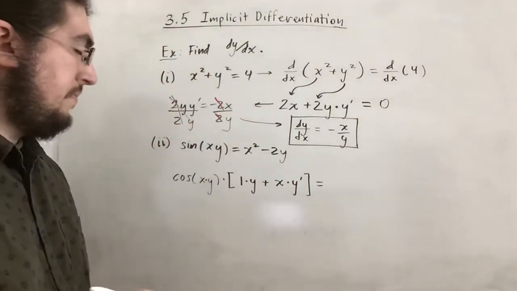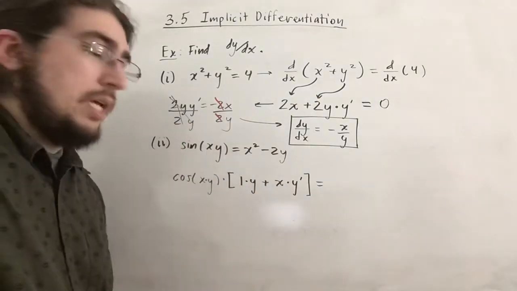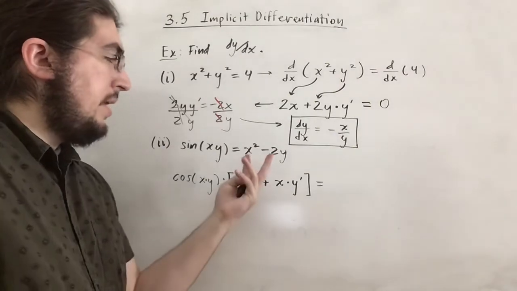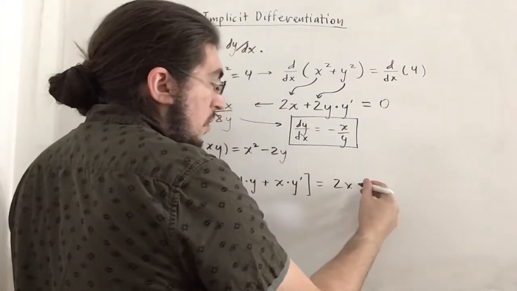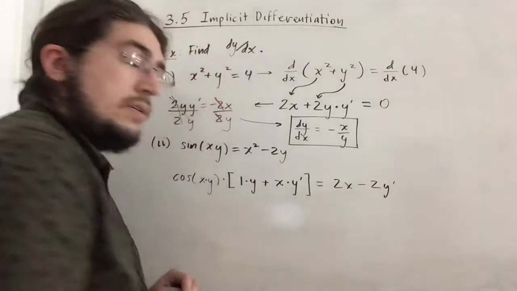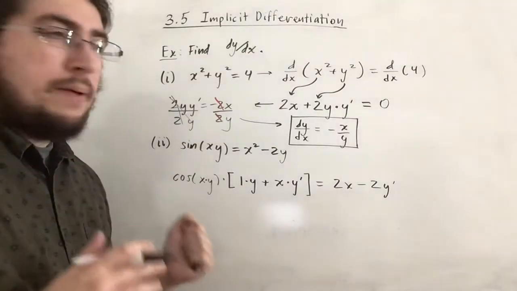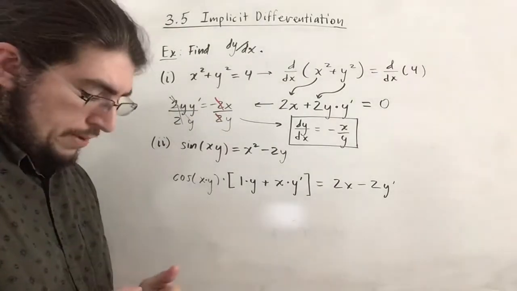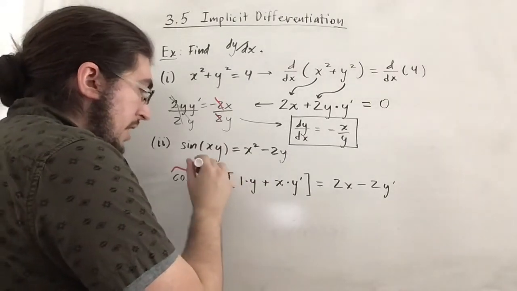Okay, perfect. So now what? Because we're taking derivative of each side, of each term, basically, derivative of x squared is 2x. Derivative of negative 2y is just negative 2, but times y prime. Okay, so I hope that's okay. Now we want to get y prime by itself. So to get y prime by itself, what I'm going to do is first I'm going to distribute this quantity here into each of these.